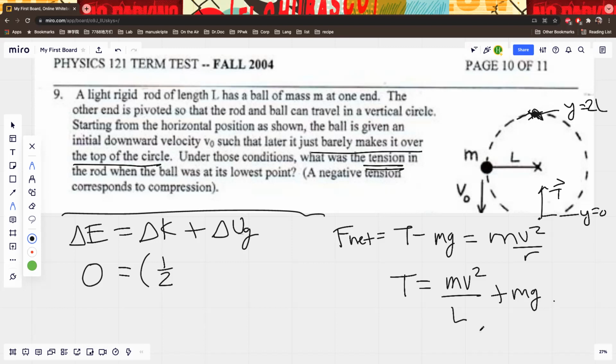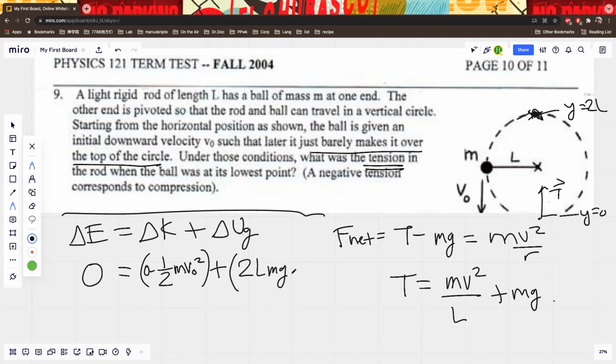Can you continue, please? Okay, yeah, so let's do delta E equals final kinetic energy minus initial kinetic energy, but final kinetic energy is at the top. We have 0 minus the initial kinetic energy, which is half m v0 squared. And then what's the gravitational energy at the top? It's just mass times gravity times 2L.